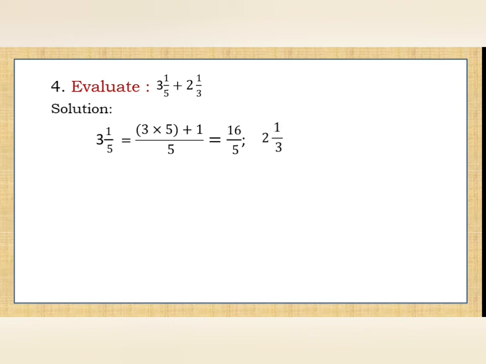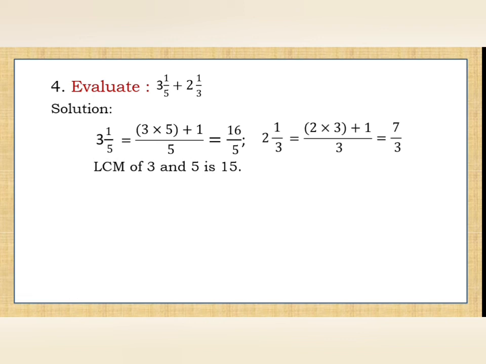The next, 2 1 by 3. For this we have to multiply 3 and 2 and then add with 1, divided by 3. This is equal to 7 by 3. Now we are going to add 16 by 5 and 7 by 3. See here, both the denominators are different. So we have to take the LCM of these denominators. So the LCM of 3 and 5 is 15.